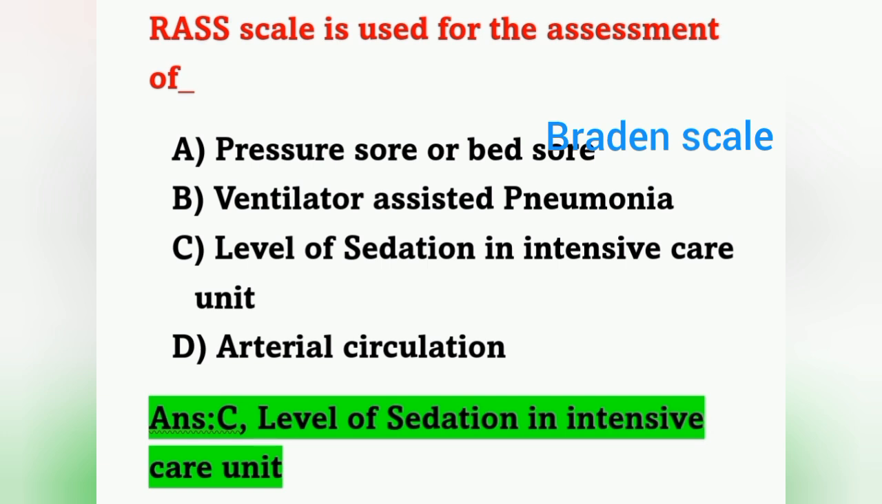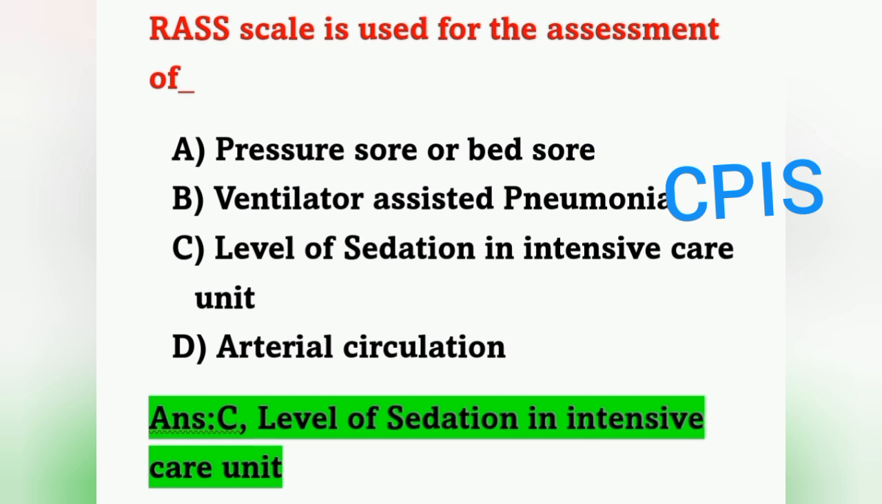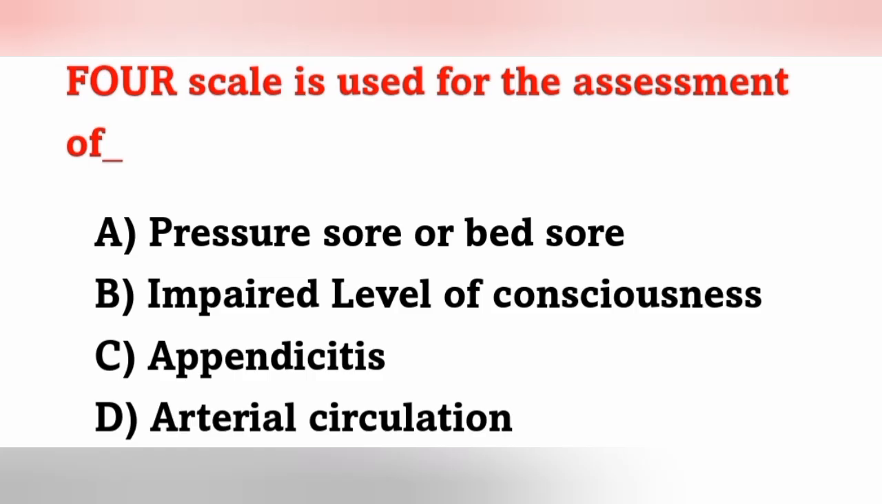The Braden scale is used to assess pressure sore or bed sore. And option B, ventilator assisted pneumonia, is screened by using the clinical pulmonary infection score, that is CPIS.